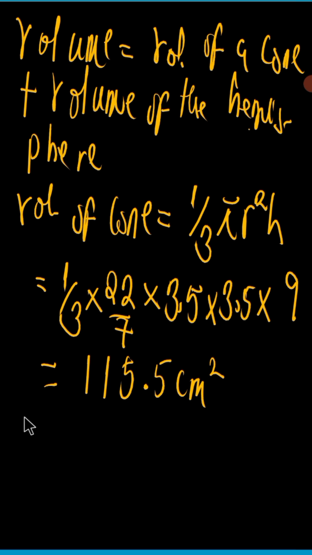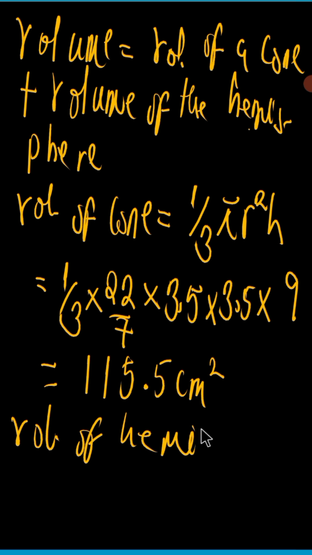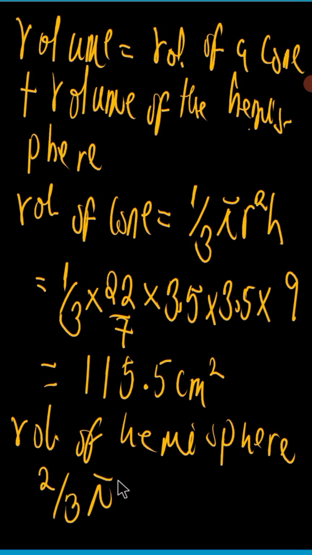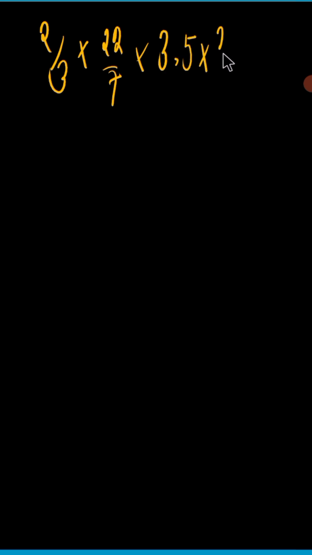Okay, so what is the volume of the hemisphere? The formula is 2 over 3 pi r cube. This is the formula for the volume of the hemisphere. And that will give us 2 over 3 times our pi, 22 over 7, times r cube. That will be 3.5 in 3 places, 3.5 times 3.5 times 3.5.